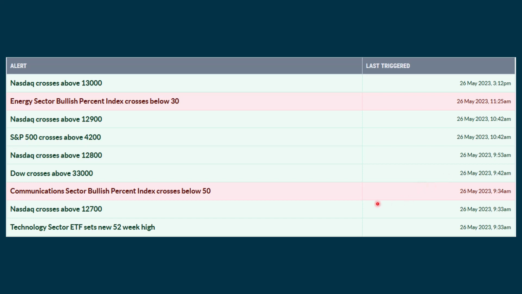We read this from the bottom up, where after the open on Friday, the tech sector set a new 52-week high. Then the NASDAQ went above 12.7. Eventually it went above 12.8 and then 12.9. Finally getting above 13,000. When they're blue like this, that's positive. When they're red, they are negative. And these are just generated throughout the day and kind of interesting to see what things are going on in the market.